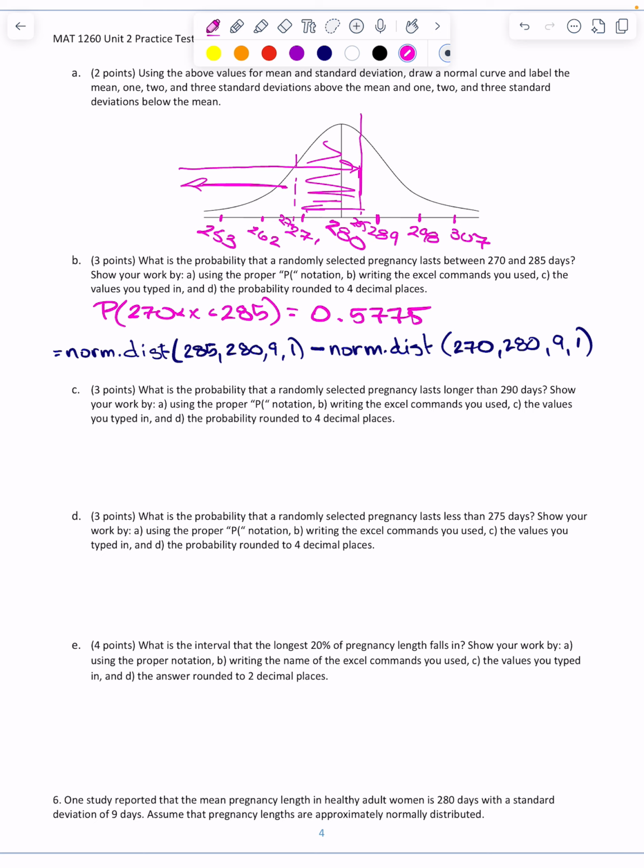C, what is the probability that a randomly selected pregnancy lasts longer than 290 days? So we're looking for the probability that some random data value, some random pregnancy, lasts longer than 290. Now, longer than 290, let's see if I can color code here. Here's my 290. We are looking for the right-hand side.